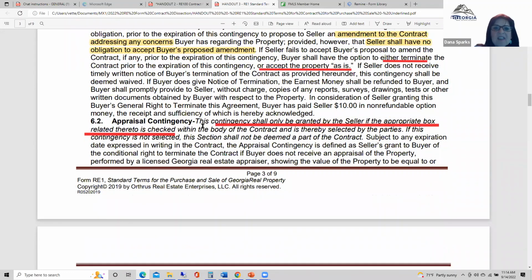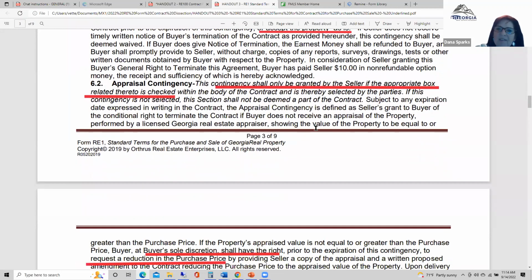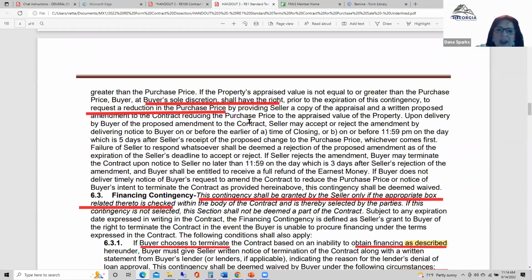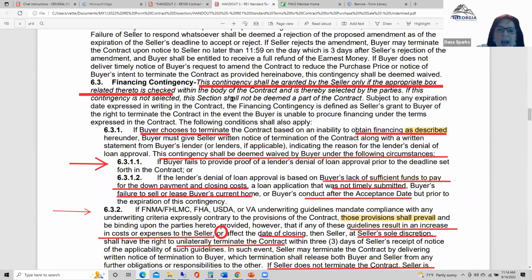Appraisal contingency. This contingency shall only be granted. Again, here I am on the standard terms. This contingency shall only be granted by the seller if the appropriate box is checked. And then it says, subject to the expiration date, what if the buyer does not receive an appraisal of the property that shows the value equal to or greater than the purchase price? Here's where you have termination rights and so forth, and timeframes for the termination rights. Financing contingency. What happens if the buyer can't convince a lender to lend them the money?